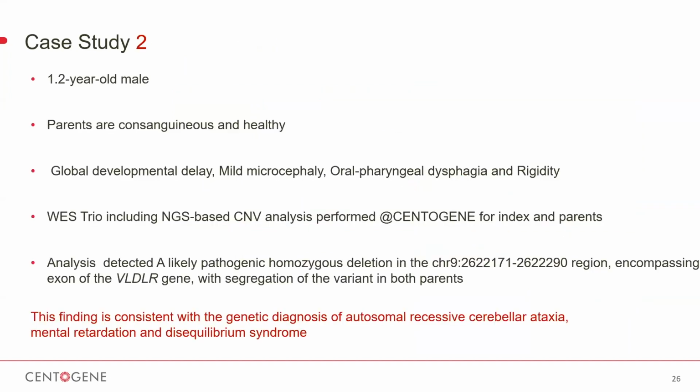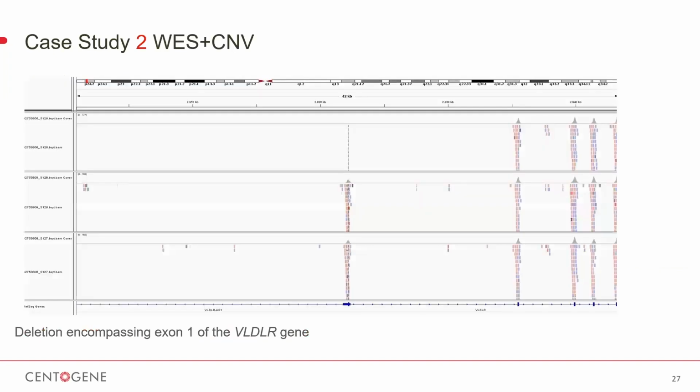The second case is a 1 year, 2 months old male, where the parents are consanguineous and healthy, presenting with global developmental delay, mild microcephaly, oropharyngeal dysphagia and rigidity. Whole exome sequencing trio was performed at CentoGene for the index and the parents, including copy number variant analysis, and the analysis detected a likely pathogenic homozygous deletion encompassing exon 1 of the VLDLR gene, segregating in both parents. This was consistent with the genetic diagnosis of autosomal recessive cerebellar ataxia, mental retardation, and disequilibrium syndrome.